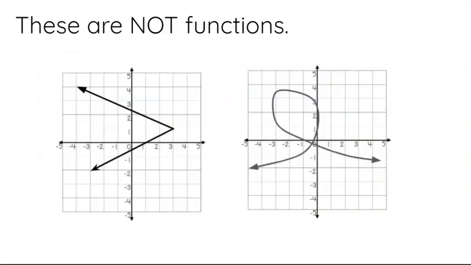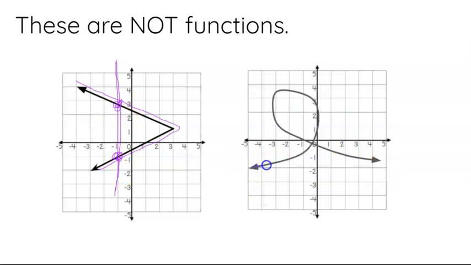Now here are some examples of non-functions. If we look here, it goes from left to right, but then it moves from right to left. It starts going backwards. Also, if we draw that vertical line up and down, you can see that it goes through the graph more than one time. It goes through twice. It touches twice.